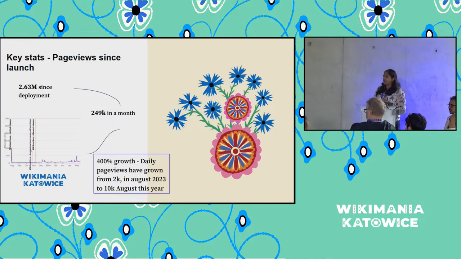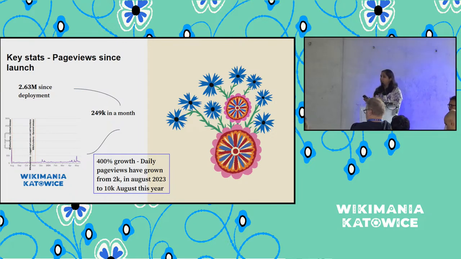And our monthly numbers are at 249K. This is a particular month, and we have grown up to that. It could be more or less, depending on which function, which month we are looking at. More importantly, I want to point you out to the daily data.